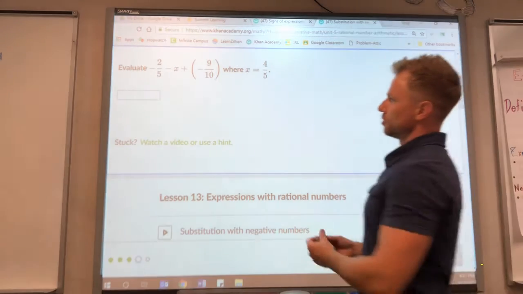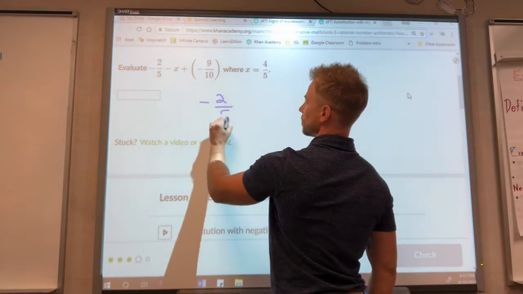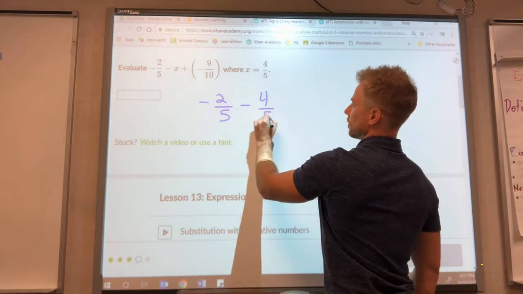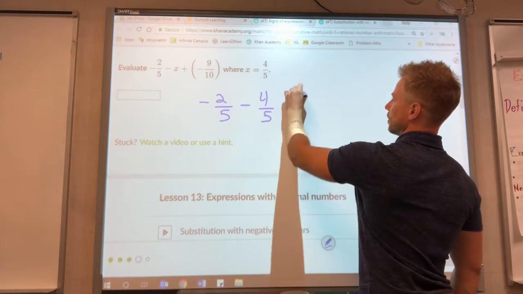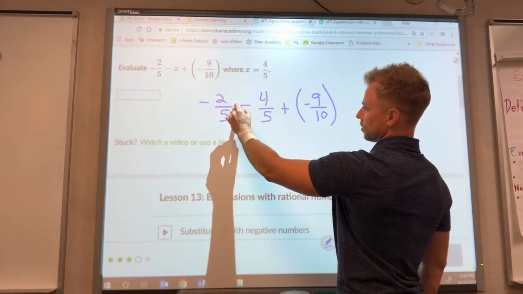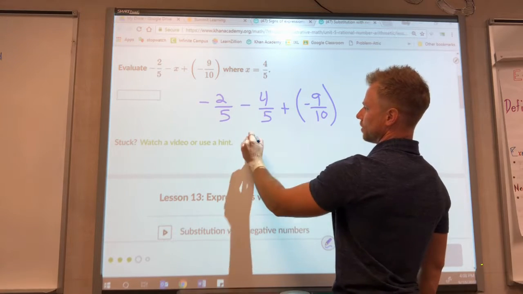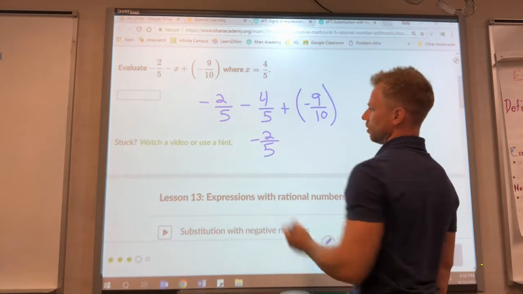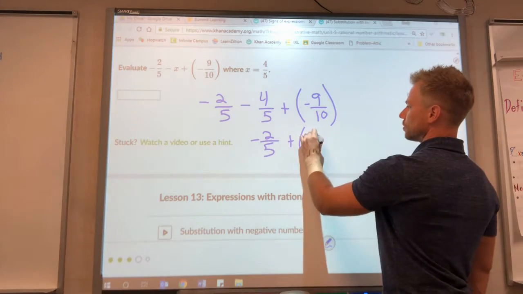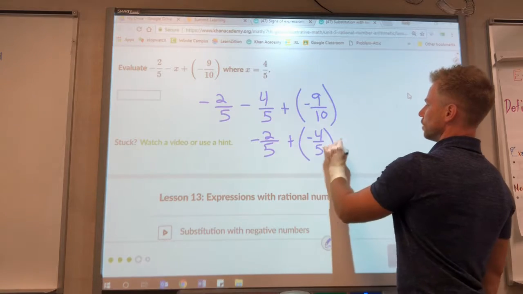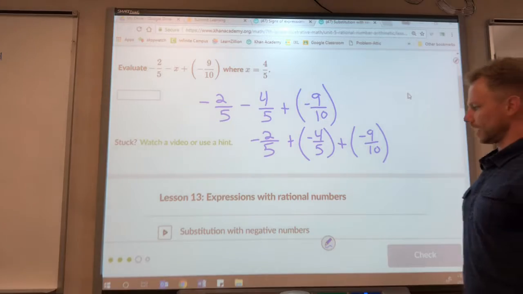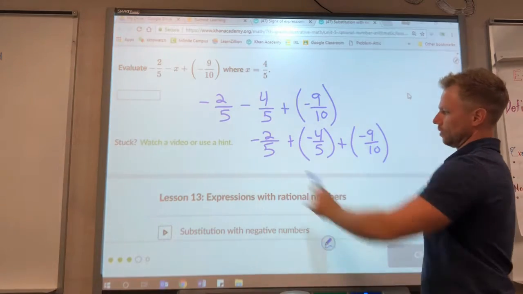Okay, and one with fractions, we have a negative 2/5 minus 4/5 plus negative 9/10. Okay, we're going to put the minus in parentheses and change it to a plus in between so we can easily recognize the sign of our numbers, which is negative 4/5 plus negative 9/10. Okay, again, we need a common denominator before we can add all these together.